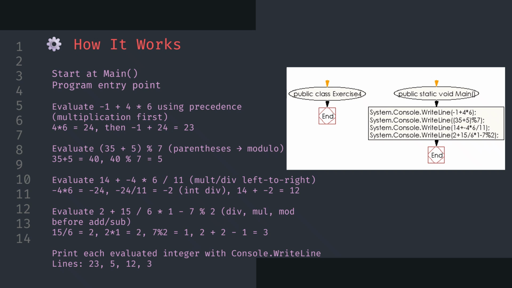Follow operator precedence: parentheses, then multiplication, division, and modulo, then addition and subtraction. Integer division truncates toward 0. Evaluate each expression step by step, and then WriteLine prints the final integer result.